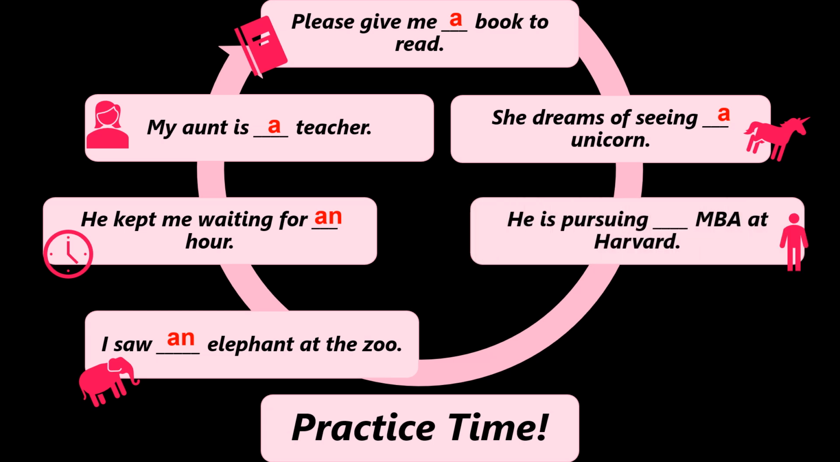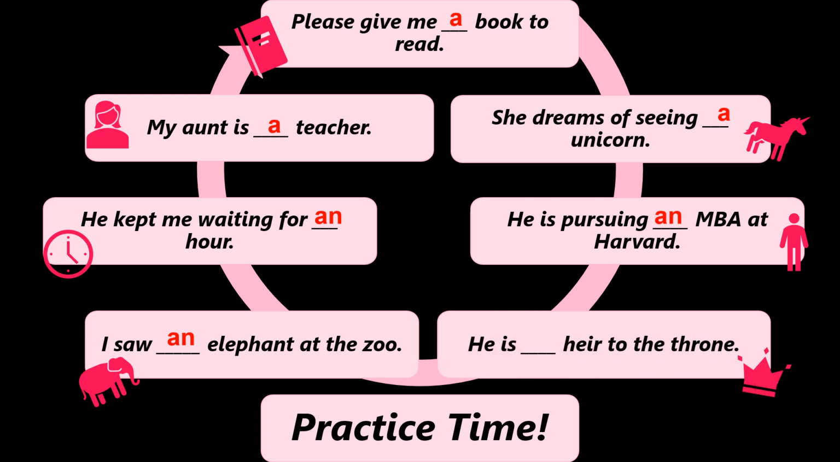Next is, "he is pursuing MBA at Harvard." Now the pronunciation of MBA starts with a vowel sound, so I'll insert an. And the last, "he is heir to the throne." It's not higher, it's heir to the throne. Heir, pronunciation e. So I'll insert article an as it's starting with the vowel sound.